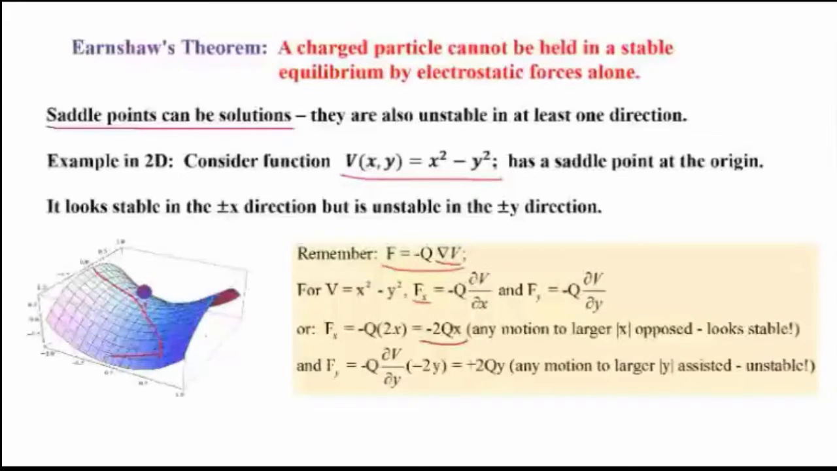And that's what I said before. It'd be a well in this direction only. If you take the y, it's the opposite. It has a plus 2Qy for the force in the y direction. So that means that any motion to larger absolute value y is assisted, so it would be unstable. What that means is that if you move any direction to larger absolute value of x, this way or this way, it's unstable and you therefore cannot trap the particle.